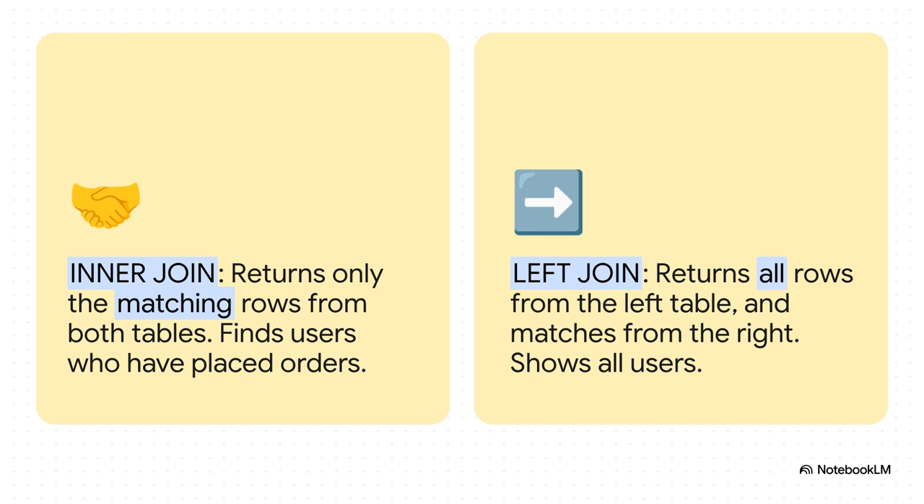An inner join would show you only the users who have placed an order, but a left join would show you all your users and just list their orders next to them if they have any. This is literally how a website builds that My Order history page you see all the time.